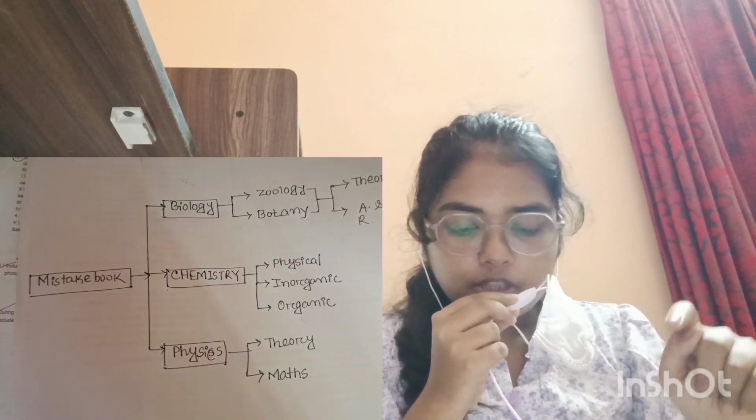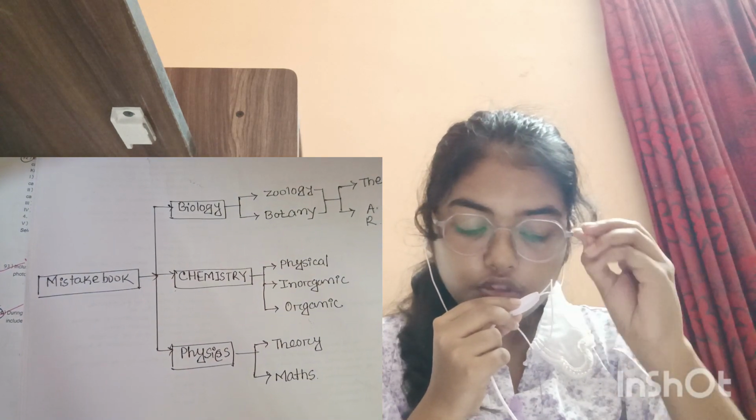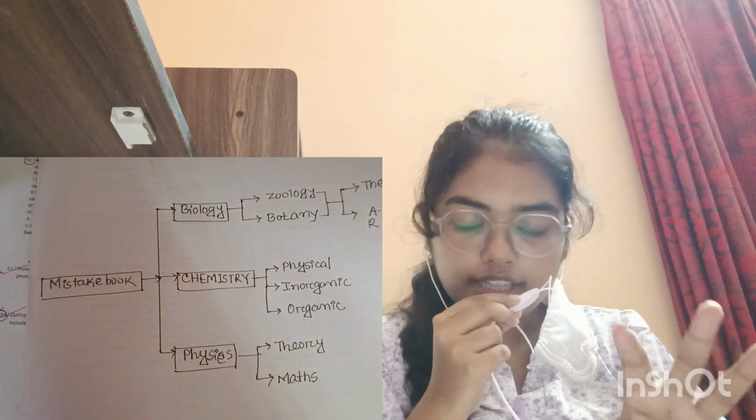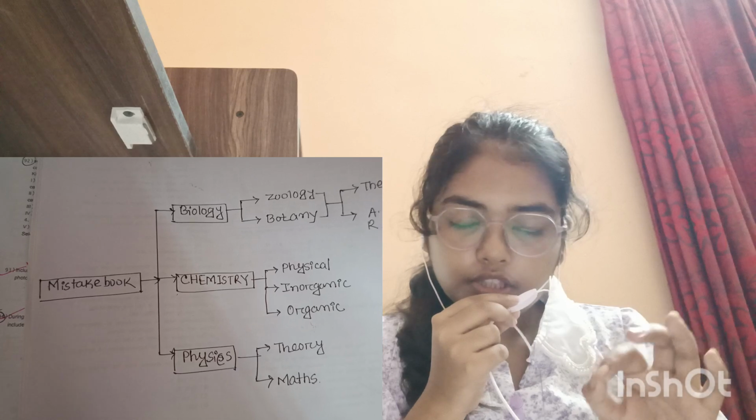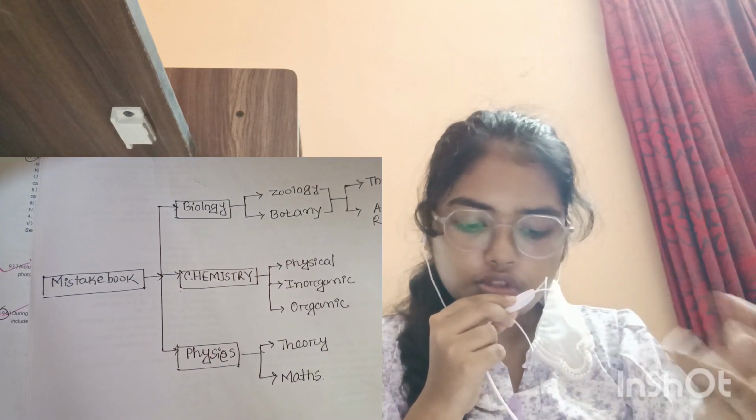Second, the chemistry part was divided into physical, inorganic, and organic. It would be really helpful if we divide it like this. Then the last subject, physics: there is a theory part, but basically the theory part wasn't much. So I kept one book for it alone, for theory and maths equations. And I used to do the MCQ maths in that same book. That helped me a lot when I was revising for my NEET UG exam. So you can do that also.